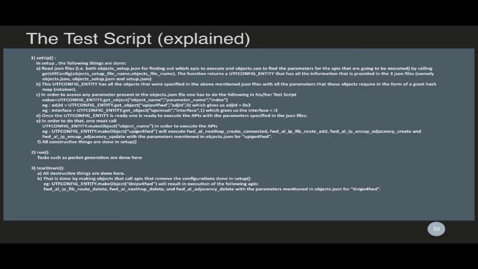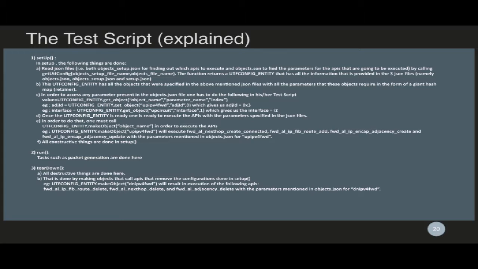So adjacency ID is present in up IPv4 forward. So you can do UTF config underscore entity dot get underscore object with up IPv4 forward being the object name, adjacency ID being the parameter that you require, and the index 0, which would actually give us adjacency ID equal to 0x3, which if you see in the previous slides is the exact value.